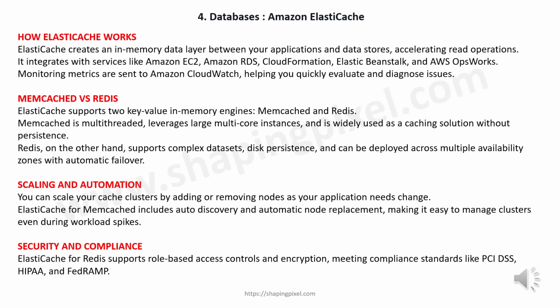ElastiCache for Memcached includes auto discovery and automatic node replacement, making it easy to manage clusters even during workload spikes. ElastiCache for Redis supports role-based access controls and encryption, meeting compliance standards like PCI DSS, HIPAA, and FedRAMP. This makes it suitable for applications with strict security requirements.